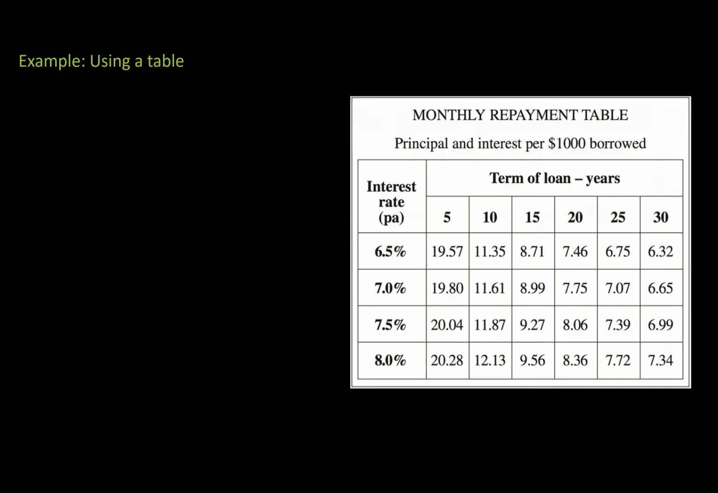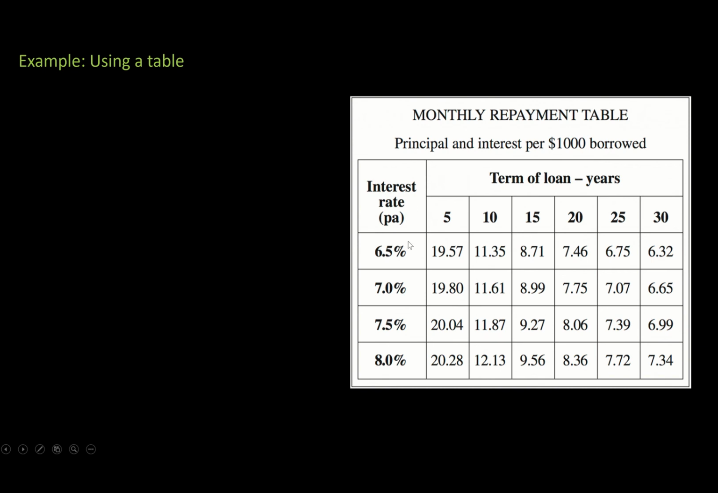So here's what a table looks like when you get a monthly repayment table. It's generally going to be per $1,000 borrowed. So you're not generally borrowing 1,000. You'll be borrowing multiples of 1,000, and that's when you multiply up. But this is the kind of thing, it gives you a general starting point.